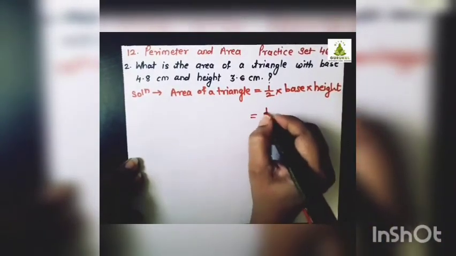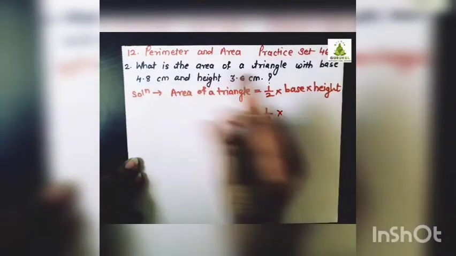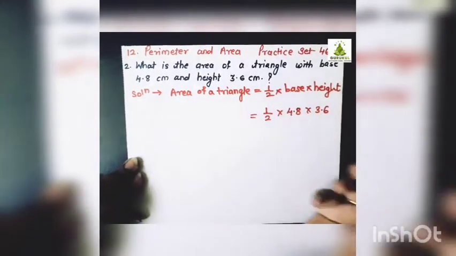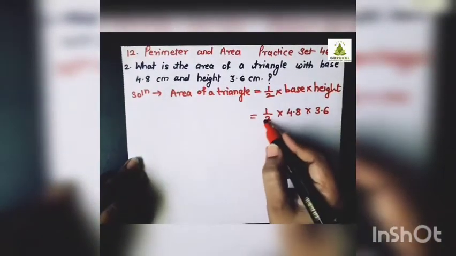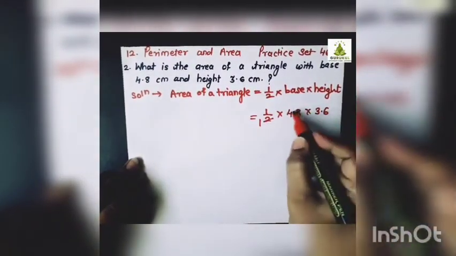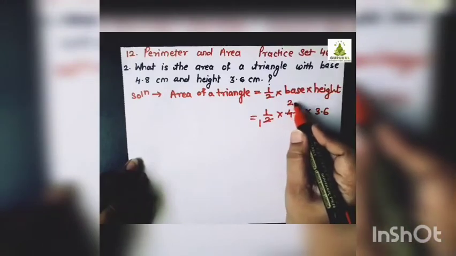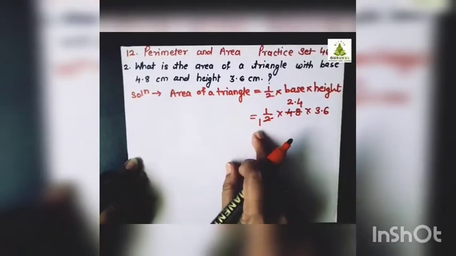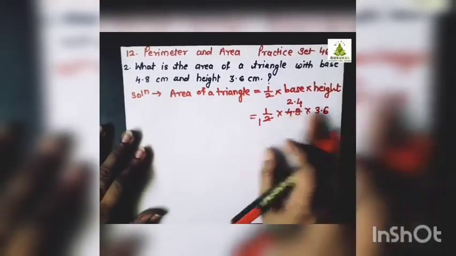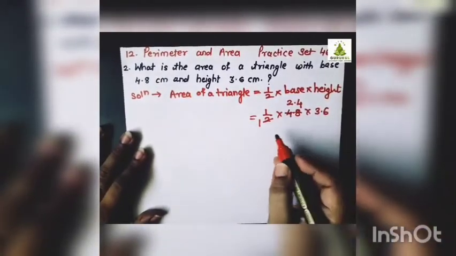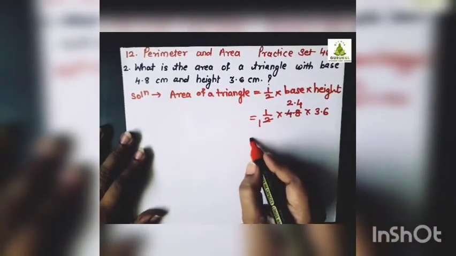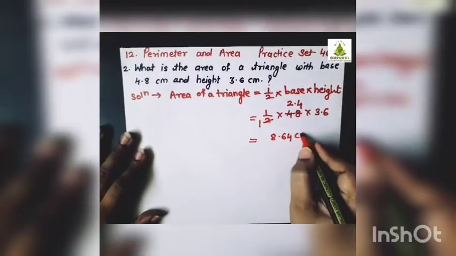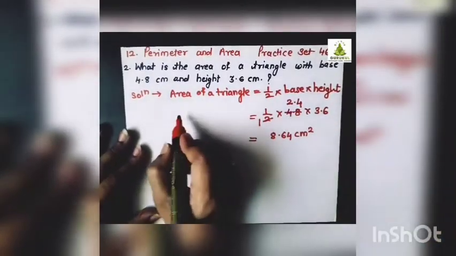So you can write half, base is how much they have given, 4.8, height is 3.6. Now do the cancellation. 2 2s are 4 and 2 4s are 8. I am dividing this 4.8 by this 2, which is in denominator. Now when we do the multiplication, we get the answer 8.64 centimeter square. Okay, now this is normal multiplication.